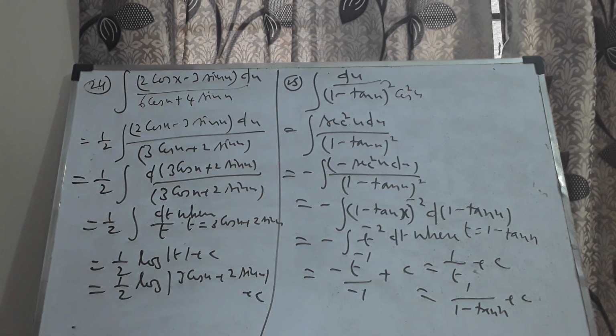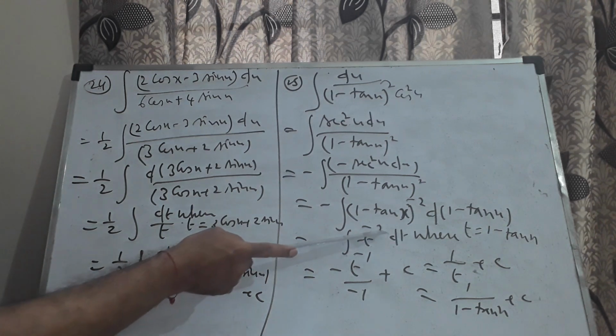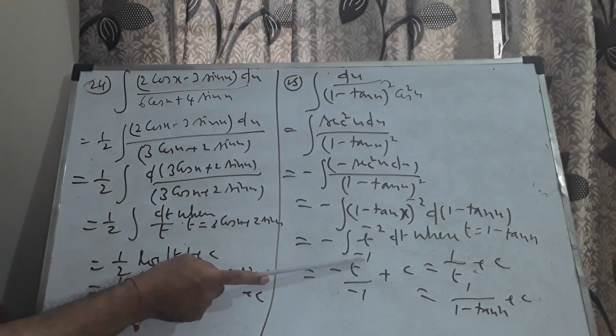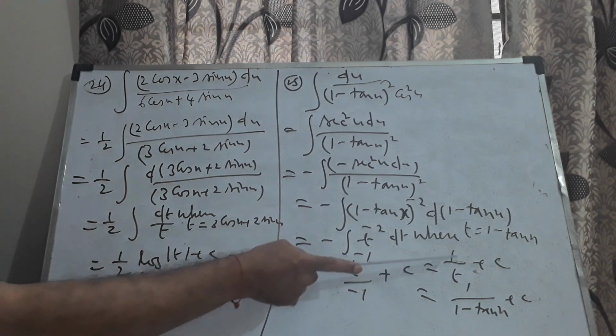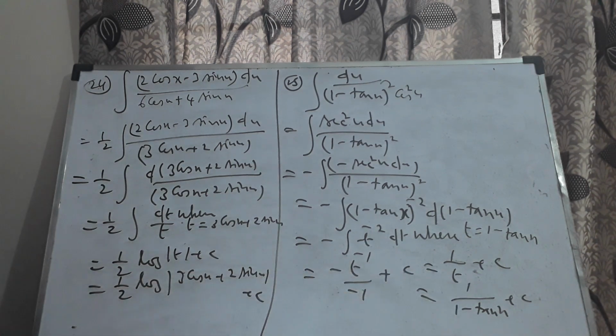Integral x power n dx is x power n plus 1 by n plus 1 whenever n is not equal to minus 1. Therefore, here I apply the same formula, t power minus 1 by minus 1, which gets reduced to 1 by t. 1 by 1 minus tan x plus c is the final answer.